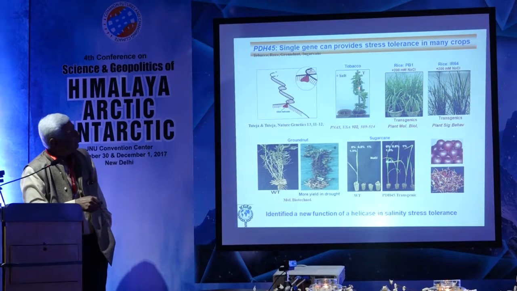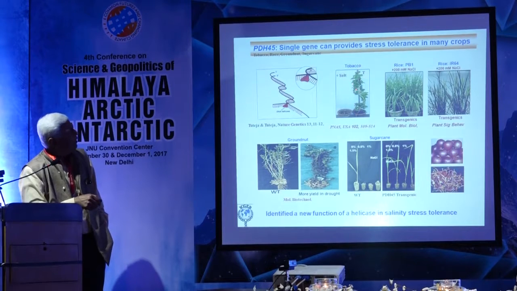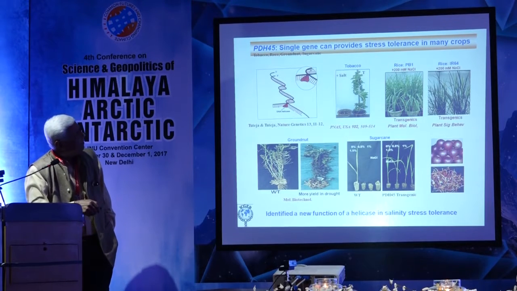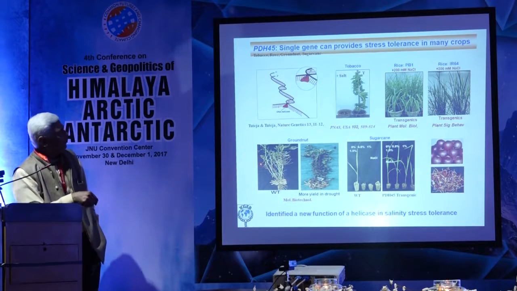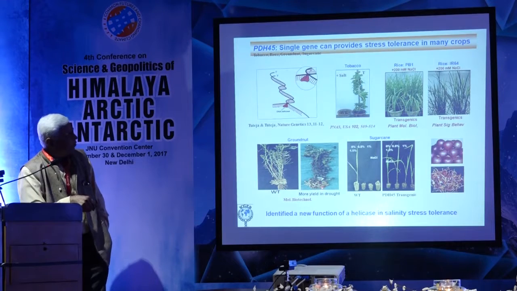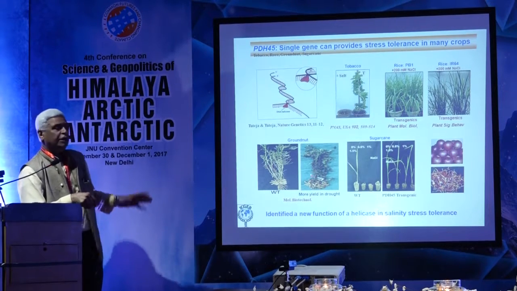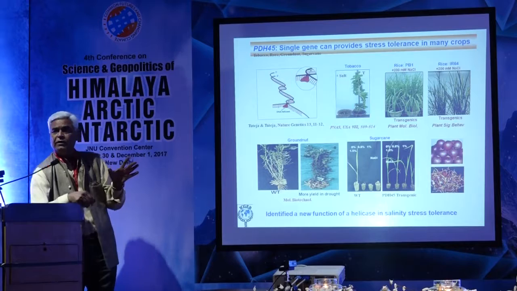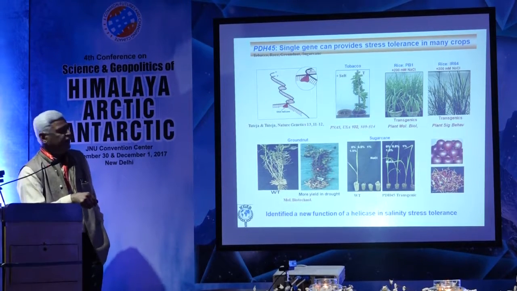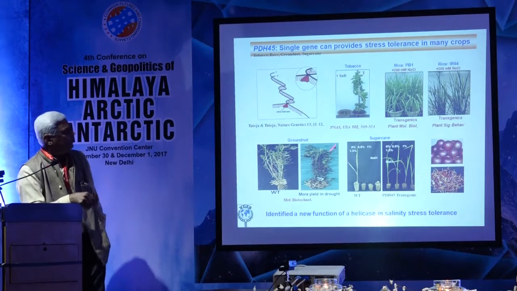First we introduced it in tobacco. You can see the genetically modified tobacco plants growing in the continuous presence of salt stress, while wild type can't grow. Similarly, different rice varieties are growing, and in groundnut you can also see the difference, wild type versus more yield, even in drought conditions. You are giving 50% less water, but you are getting almost double the yield. So it provides salinity as well as drought stress tolerance in different crops.